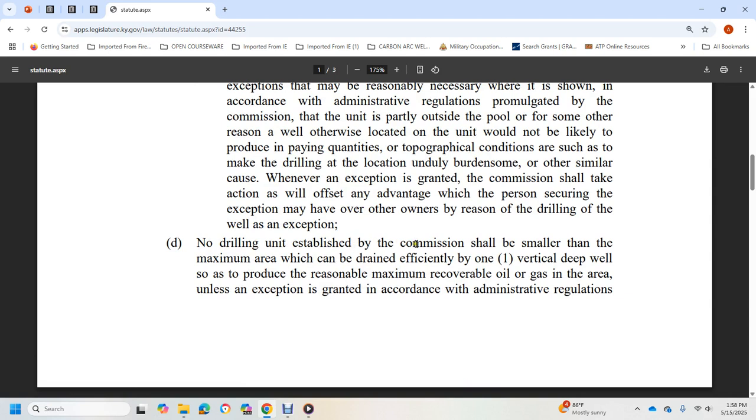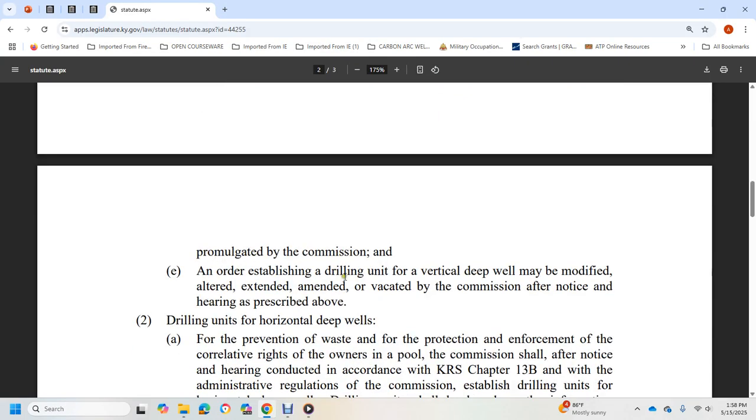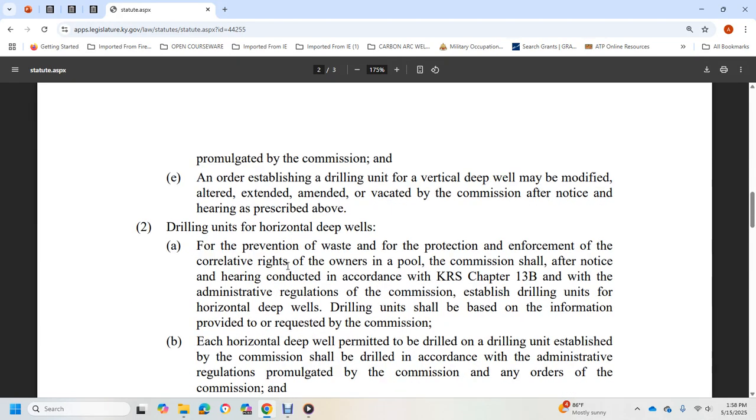No drilling unit shall be established smaller than the maximum area that can be efficiently drained by one vertical deep well to produce the reasonable maximum recovery of oil and gas, except under an exemption granted in accordance with the regulations promulgated by the Commission. An order establishing a drilling unit for a vertical deep well may be modified, amended, or vacated by the Commission after notice and hearing as prescribed above.